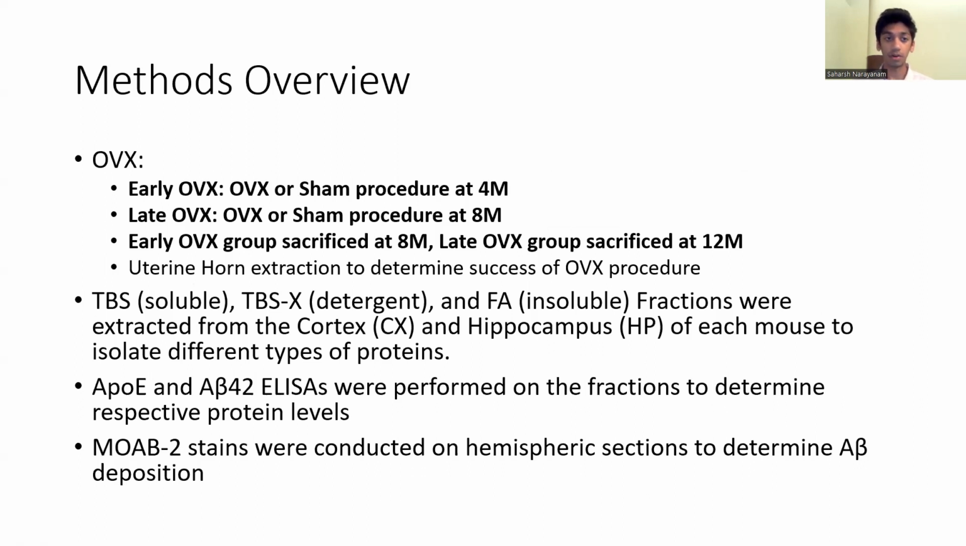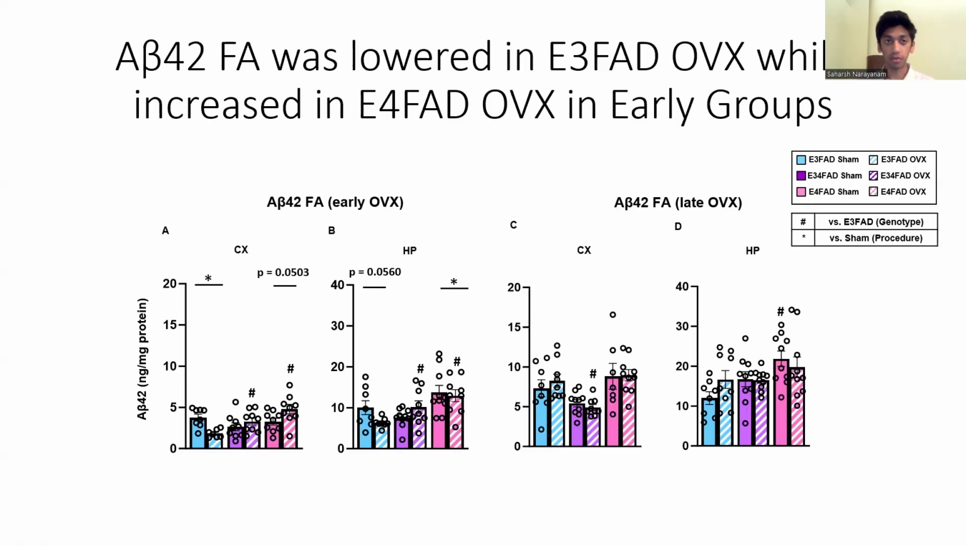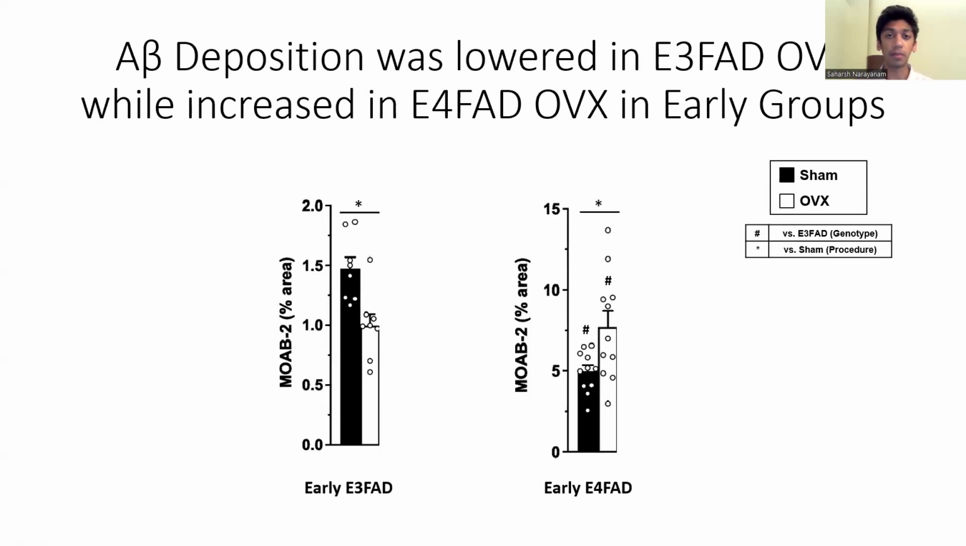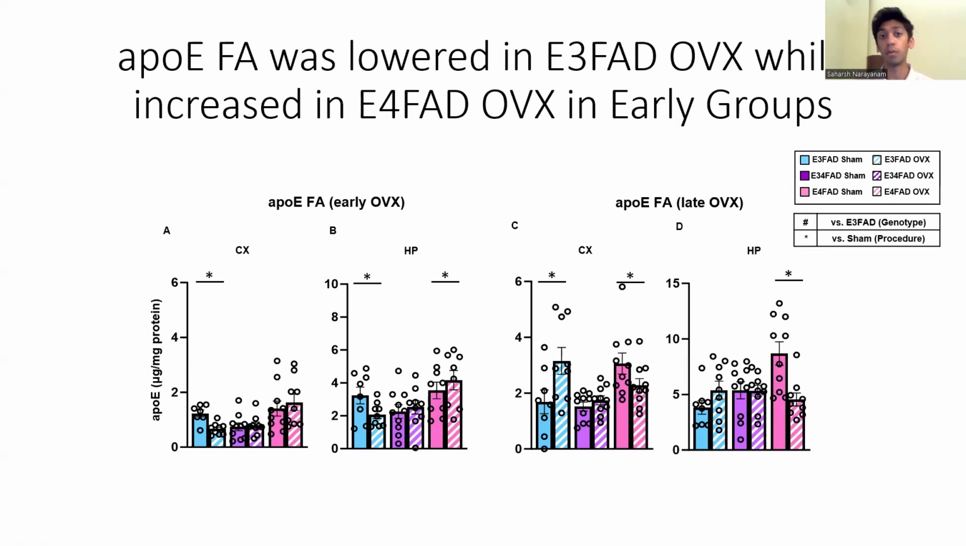To explain the early and late groups, there's an early OVX and a late OVX group in which the procedure, OVX or sham, is done at either 4 months or 8 months, and the groups are sacrificed at 8 months or 12 months, giving them different age ranges. And so the results of my study indicated that A beta 42 formic acid fraction, A beta deposition, and ApoE formic acid fraction was lowered in E3 FAD OVX while increased in E4 FAD OVX compared to sham, but this trend was only in the early groups.